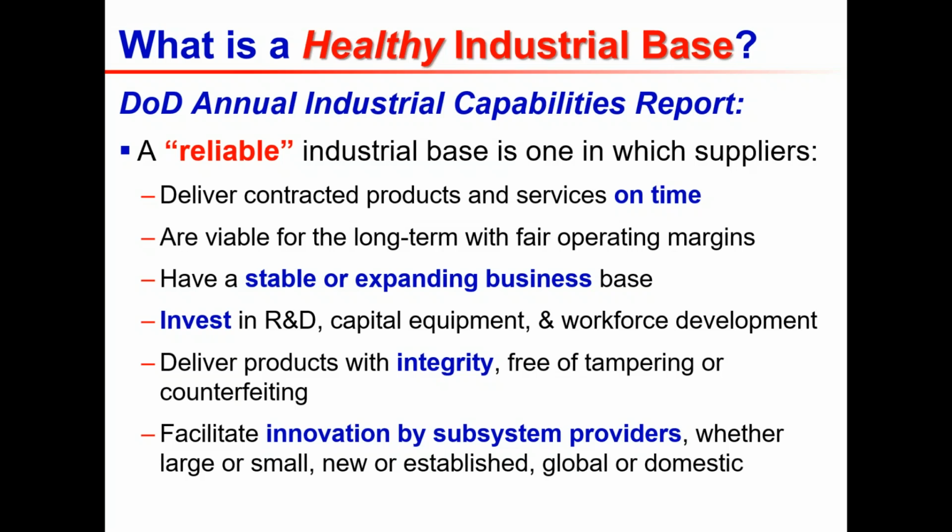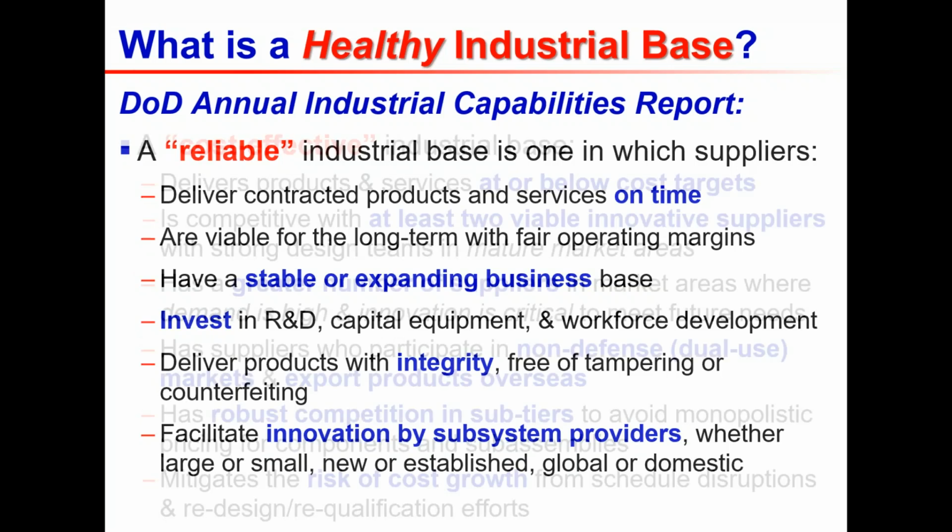That the suppliers invest in R&D, they invest in capital equipment, they invest in workforce development, they're investing, that they have products with integrity, free of tampering or counterfeiting. So the reliability here is that you can rely on the quality of that product. And that you're facilitating innovation, not only investing in innovation yourself, but facilitating innovation by your subsystem providers, right? So that both large and small, you're giving opportunities for small players to be involved because of allowing for innovation, new or established, global or domestic, right? So again, every tier of your industrial base is not only innovating itself, but it's fostering innovation at the tier below it that is supplying it.